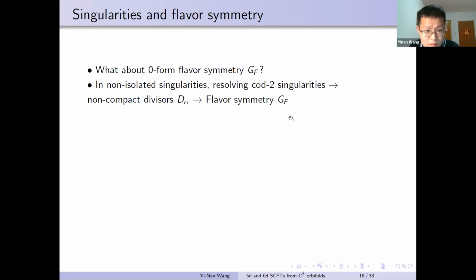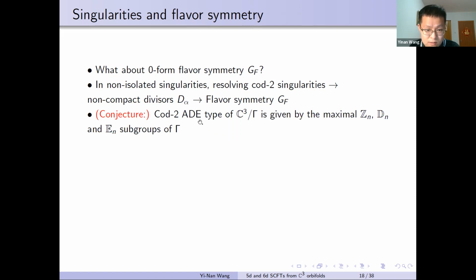In this paper, we give a conjecture that the codimension 2 ADE type of C3 mod gamma is given by the maximal Cn, Dn, or En subgroups of gamma. These precisely correspond to type An, Dn, and En codimension 2 singularities.